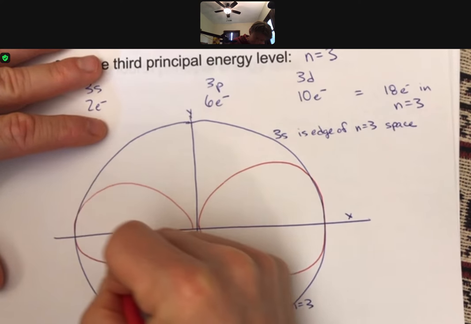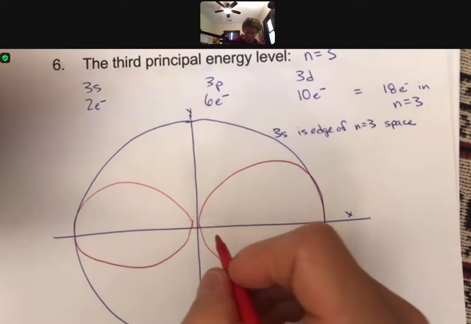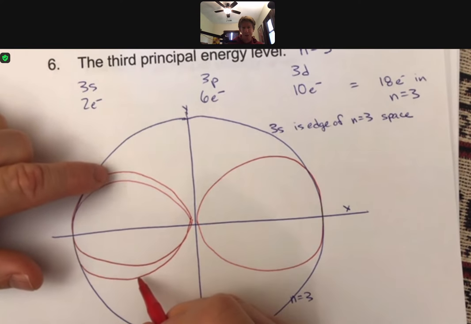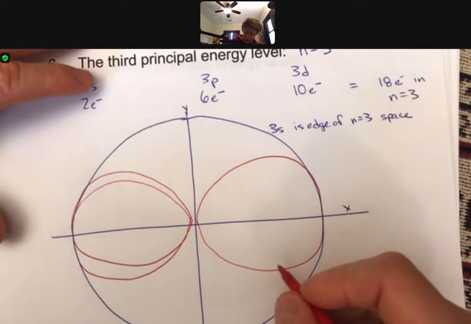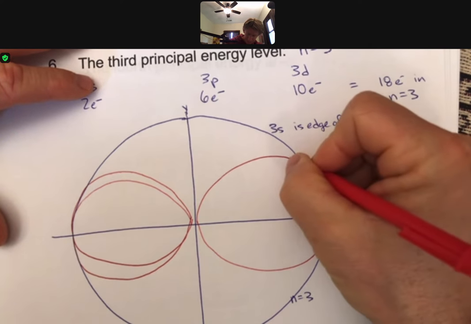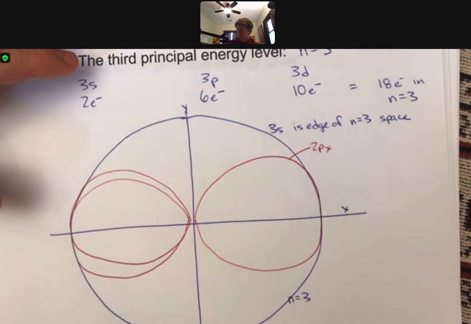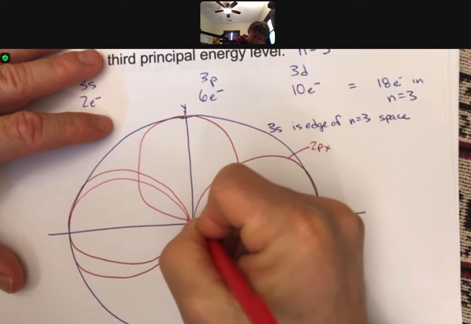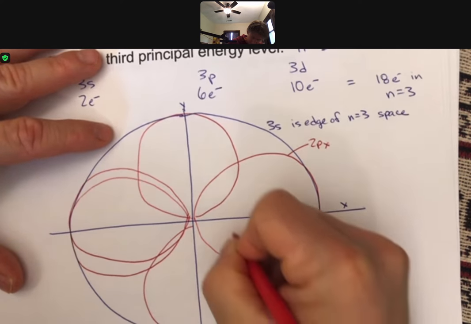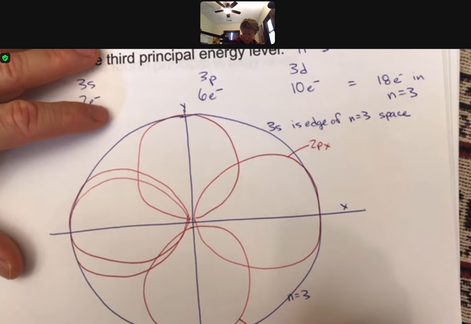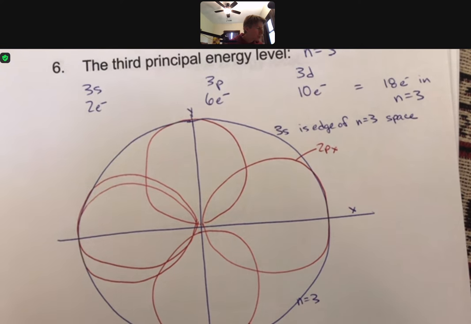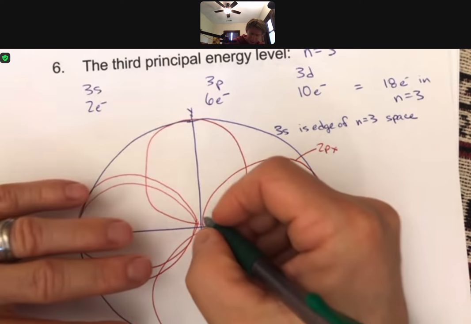And it's not touching the nucleus, and that should be much bigger, so let's draw it again. Sorry about that. We're going to go with the outer line there, and that's 2px. And now also I'll do 2py, again in red. And here comes our, well, I have to look at this one here. We're going to draw dxy. And dxy is going to look like this.